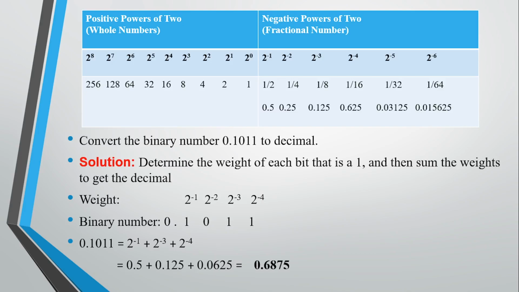those are 2 raised to minus 1, 2 raised to minus 3 and 2 raised to minus 4. Add all these weights. So what is 2 to the power minus 1? It is 0.5. You can observe in the table. Then 2 to the power minus 3 is 0.125. 2 to the power minus 4 is 0.0625. And addition gives us 0.6875. So the conversion of the binary number 0.1011 gives us the decimal number 0.6875.